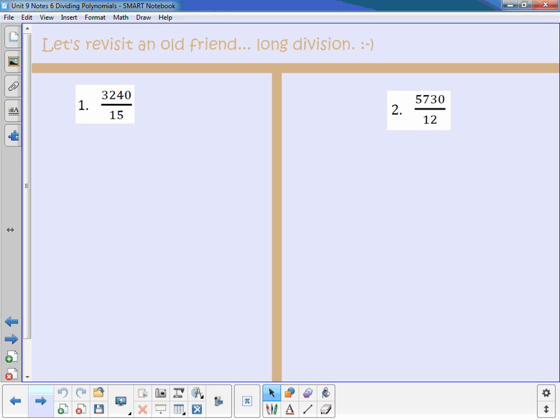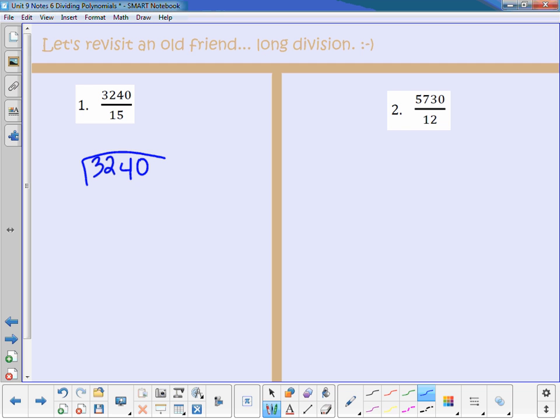Now, we all know that we can take something like 3,240 divided by 15 and plug it into our calculator, which is a wonderful tool to have, but just to do a little revisiting, we're going to practice long division. So remember with long division, I'm going to take the top number, 3,240, put it inside the box, and divide it by 15, putting 15 outside the box.